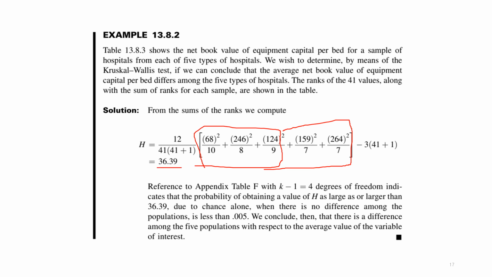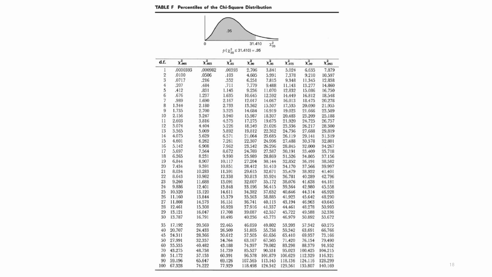So H is 36.39. Then the degrees of freedom: we have K groups. Since we are moving to the chi-square distribution, we have to think about the degrees of freedom. So we have 5 groups, K minus 1, 4 degrees of freedom. Then we check where this value is located, and then we can determine significance.